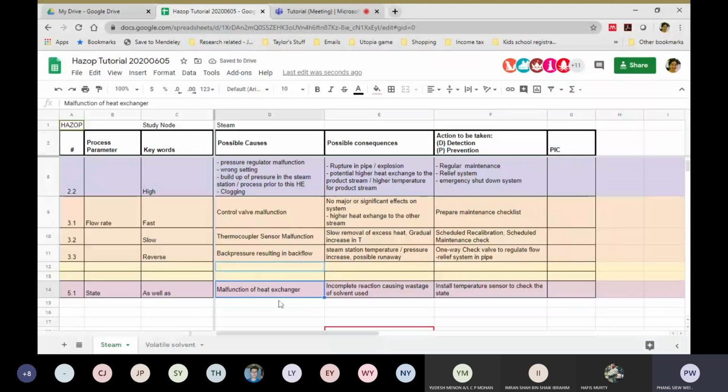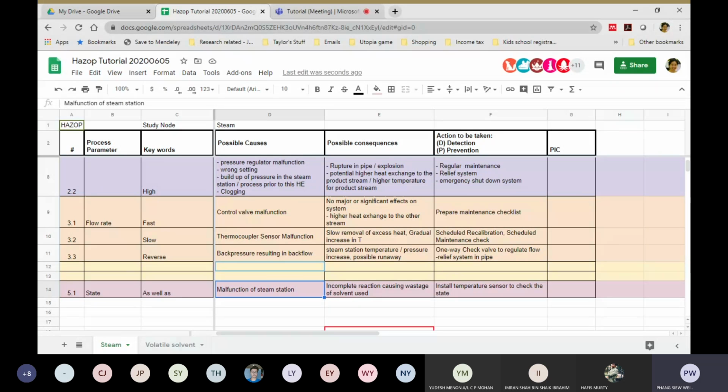Malfunction of heat exchanger, or is that malfunction of the steam? Because now we are talking about the steam line, that incoming steam line. So steam station, right? The malfunction. Yes, it is the steam station. Malfunction of steam station, therefore the steam that's supposed to come in as steam comes in as steam plus liquid, or is a partial steam, partial liquid.